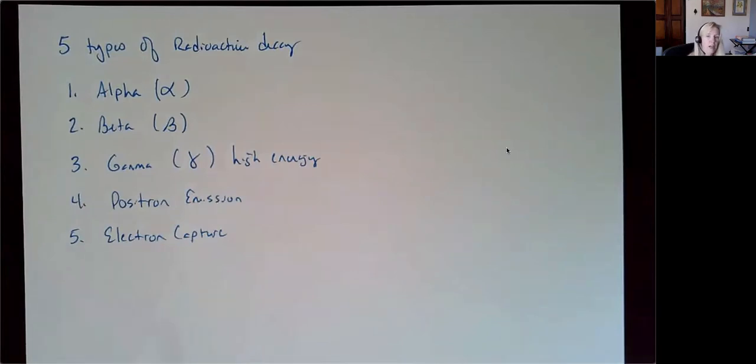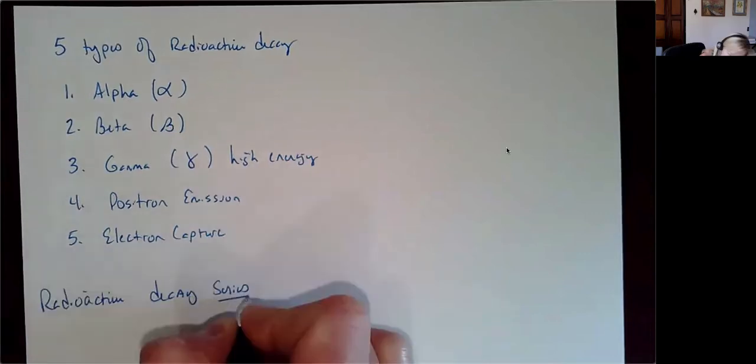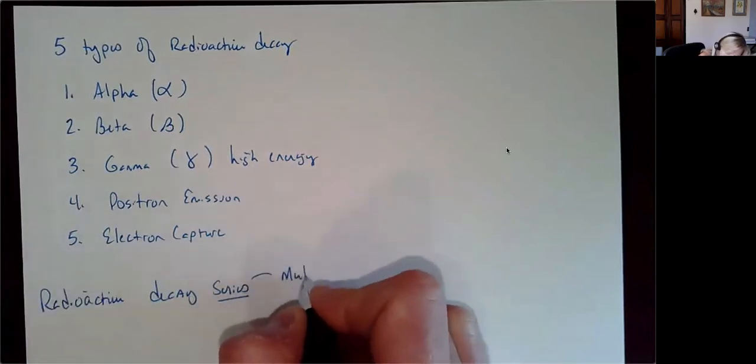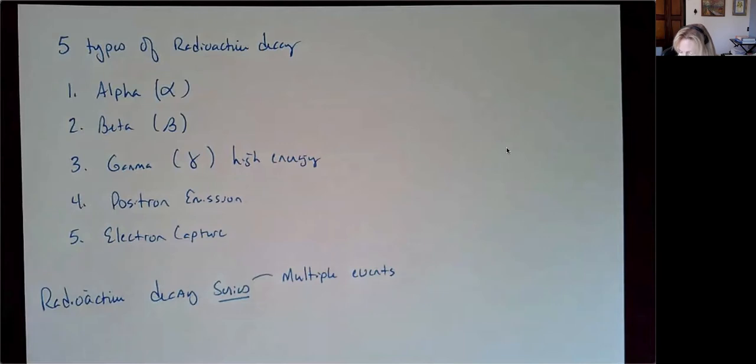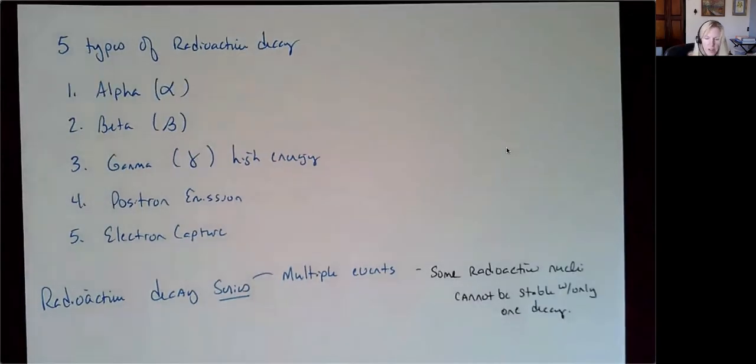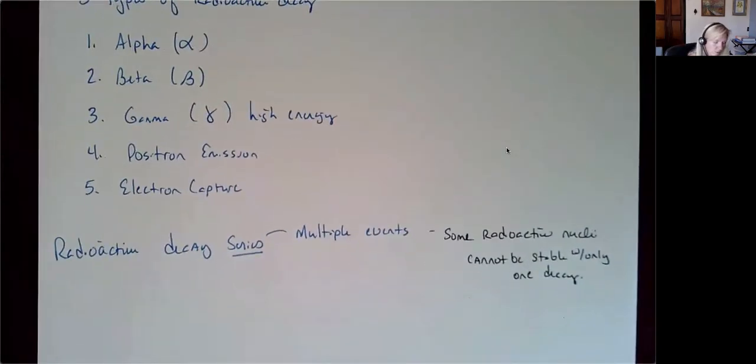But oftentimes when you have radioactive decay, you don't just have a single event. You'll have a series of events. These are aptly called radioactive decay series. Series meaning you're going to have multiple events, and they don't have to be the same. So some radioactive nuclei cannot be stable with only one decay.